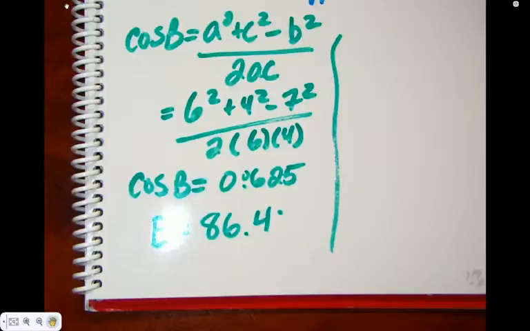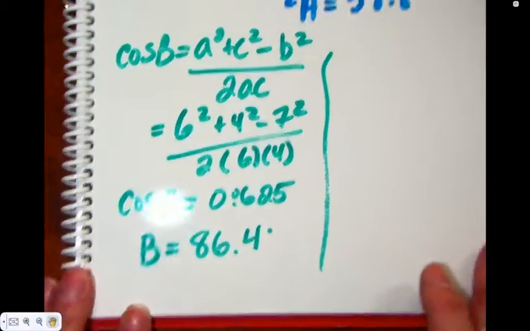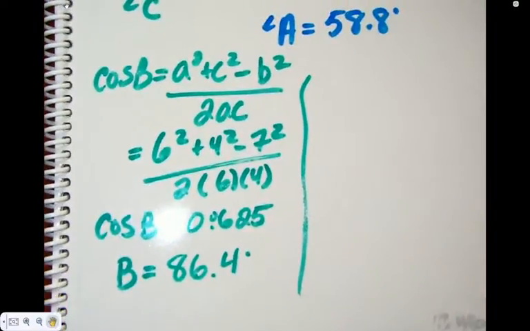Questions so far? I like these questions because it's really hard to screw them up. It's like straight up substitution, no work, use your calculator. Okay, now we have 2 methods to find the last angle. What are the 2 methods?